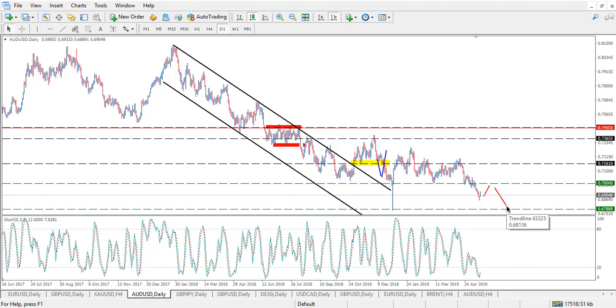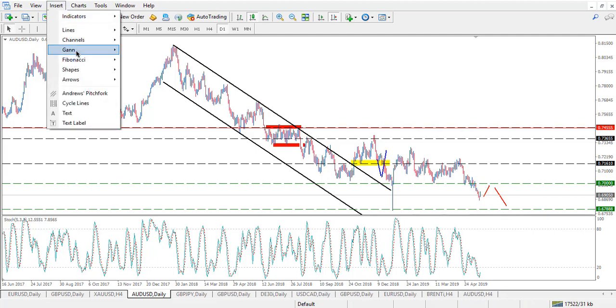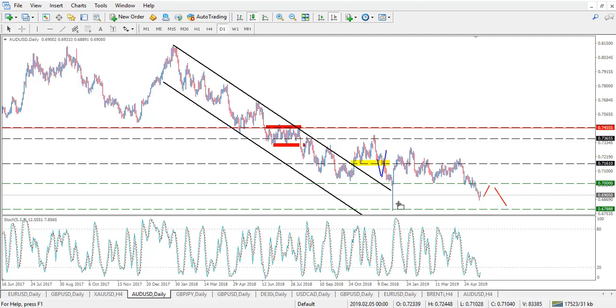We just would be waiting for the pair to reach the level of 0.6790. This is where we can look for some bullish evidence. Let me highlight this for you. So I simply mean this area. This is where we can look for some bullish evidence. In case this happens, we can go long targeting the level of 0.70 as our first target.